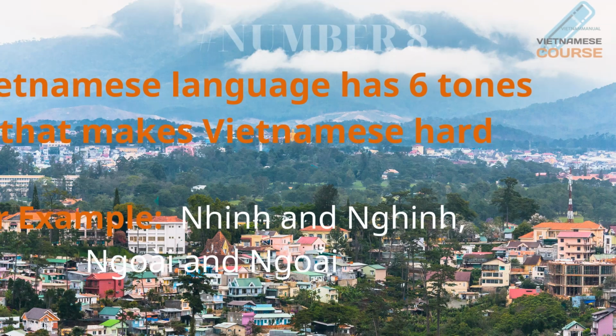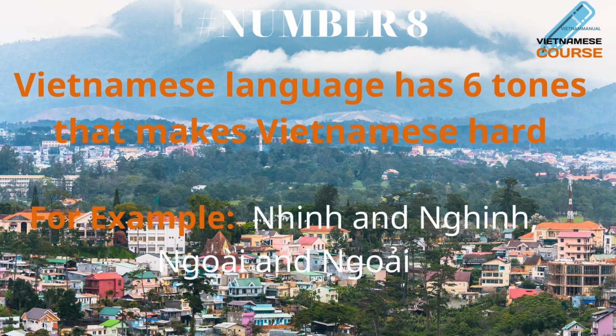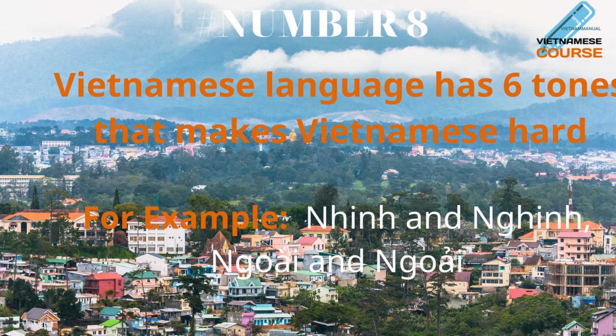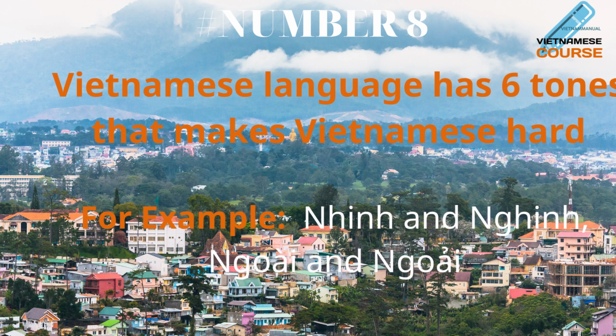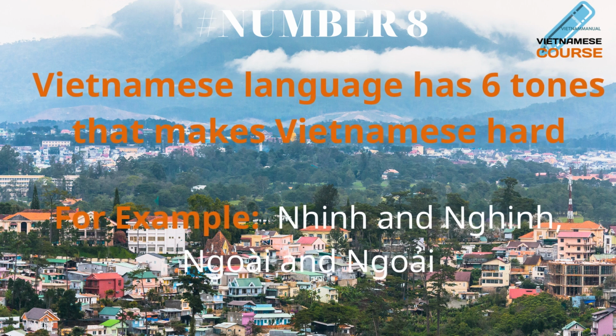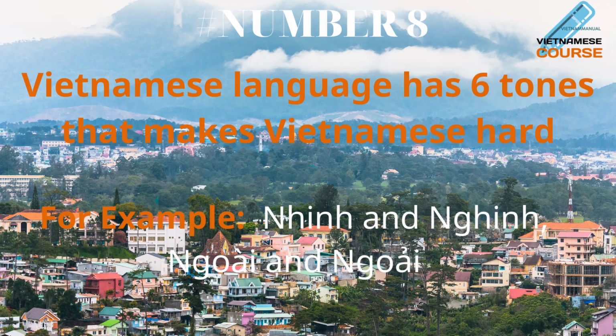Number 8. The Vietnamese language has 6 tones, which makes Vietnamese hard. Vietnamese is phonologically rich and complex. Vowels, consonants and tones combine to form nearly 7,000 syllables, some of which are quite similar and difficult to distinguish. In addition, some tones are difficult to discern in rapid speech.